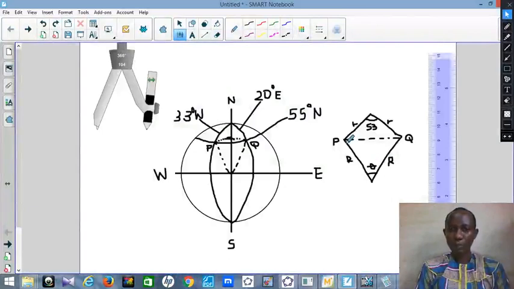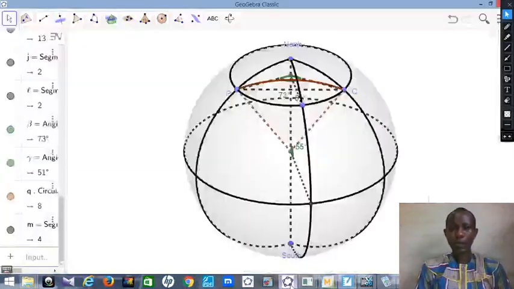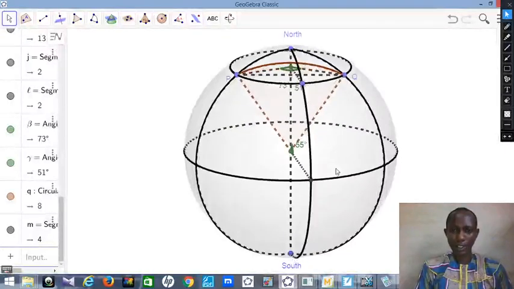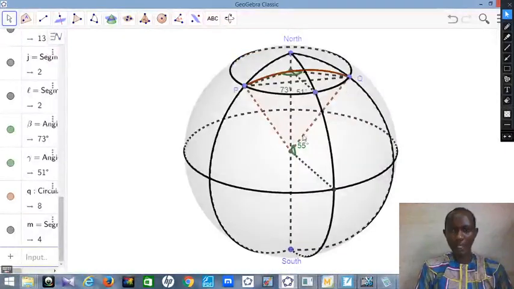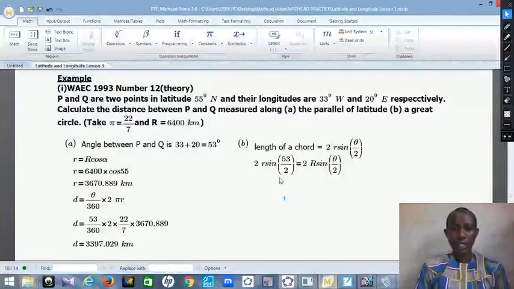If you can get the angle between P and Q along the big circle, this angle, then your work is over. It is the same thing as this big angle here, from here to here. If I can get this angle, we'll finish our solution. Okay, now let's move on with the calculation.